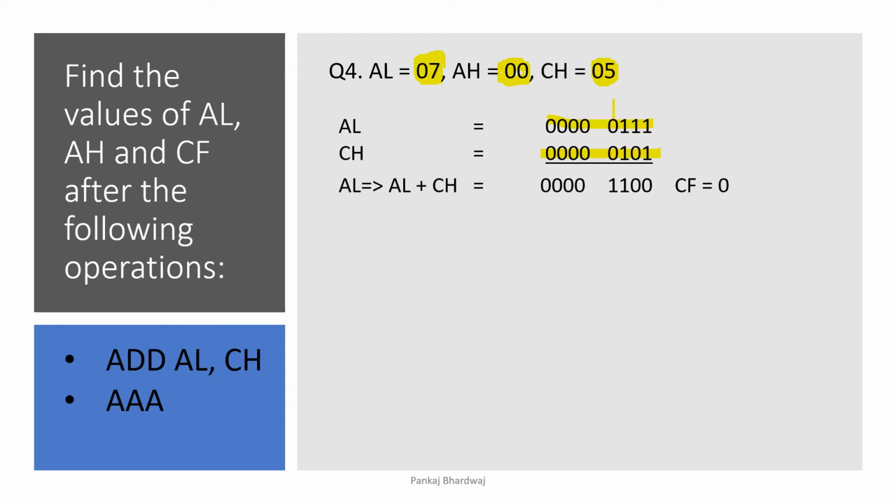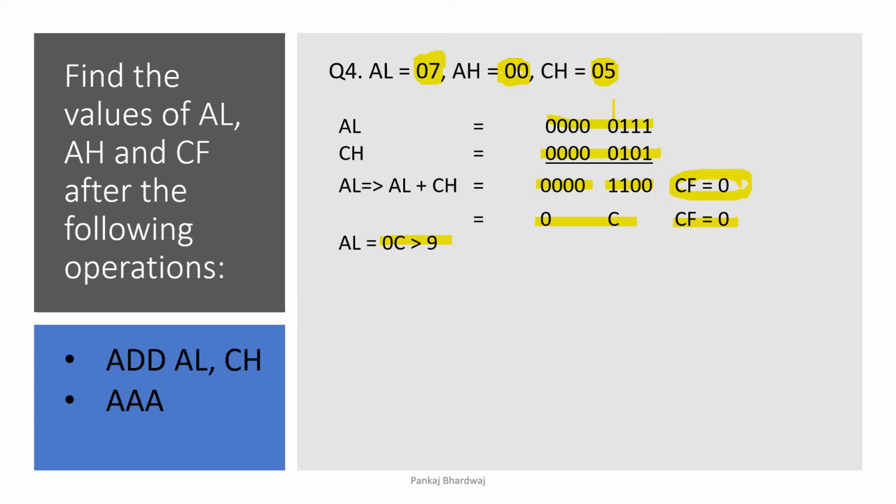This 1 does not go here, so the auxiliary carry does not set. So the answer will be 0000 1100 along with no carry. And this is basically 0C. C is 1100, that is 12, 8 plus 4, 12. 12 is C, and the carry flag is 0.